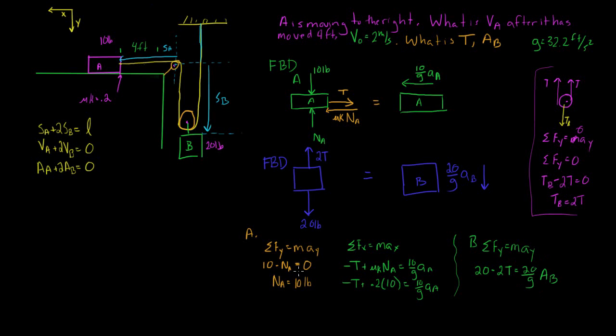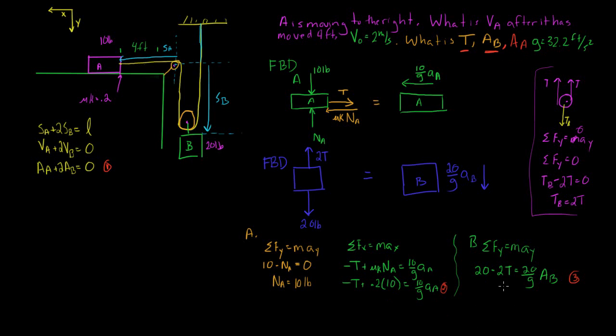And now we can use these three equations right here, our first equation, our second equation, and our third equation, to solve for variables and substitute them into these other equations to figure out this tension, this acceleration of B, and we're going to also need an acceleration of A. So in order to do this, let's begin.